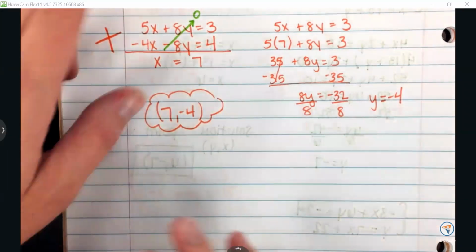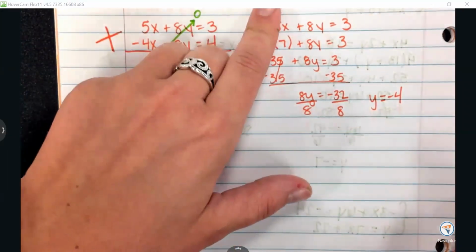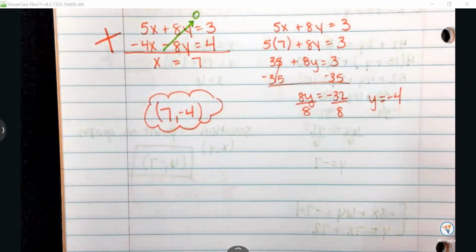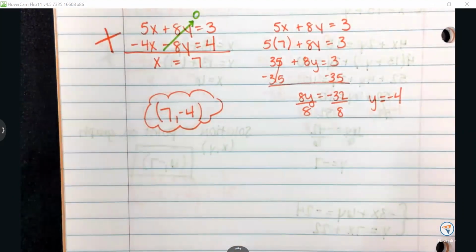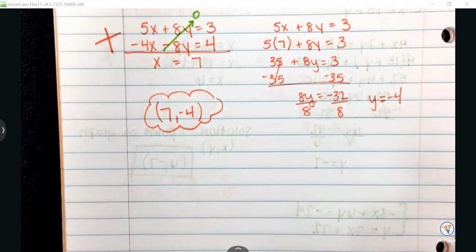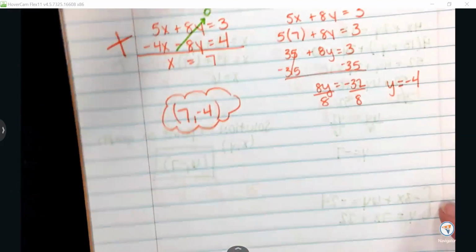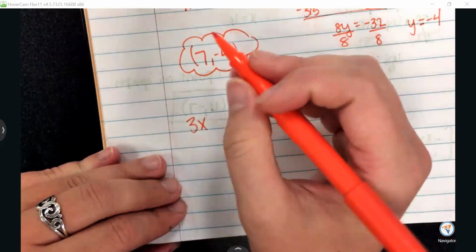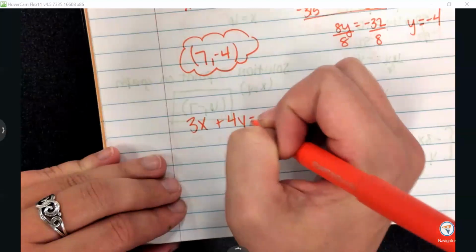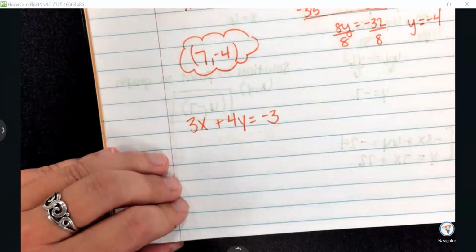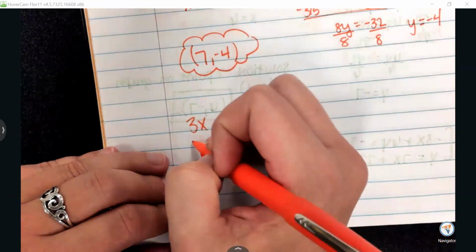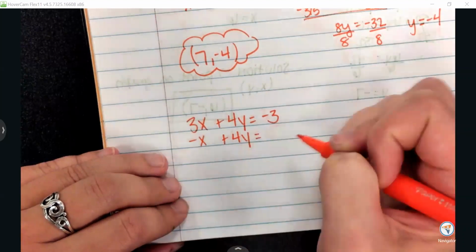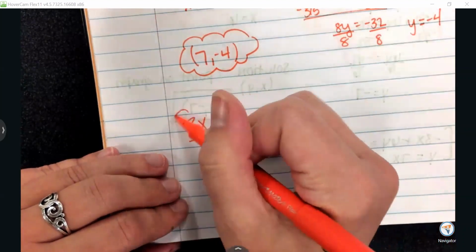All right. Are you always going to multiply by negative 1? No, you can multiply by a positive 6. You have to pay attention to figure how can I make something equal and opposite. So on your paper, I want you to try this one for me, please. 3x plus 4y equals a negative 3. My second equation will say negative x plus 4y equals a negative 15.